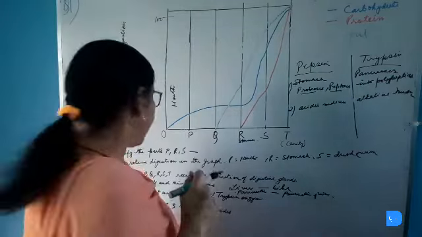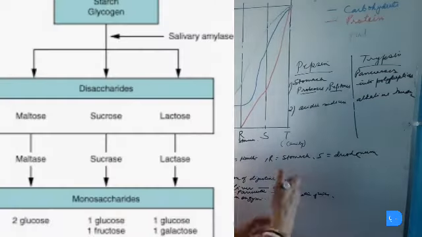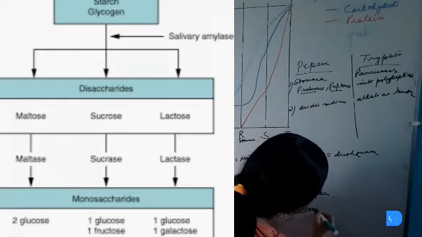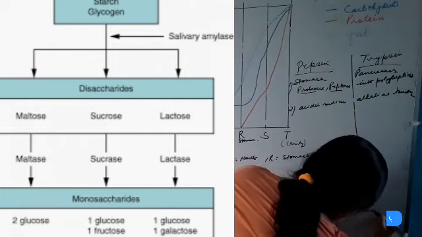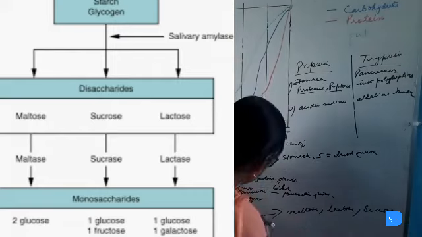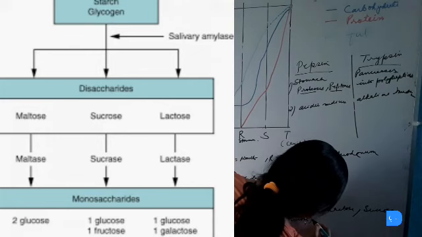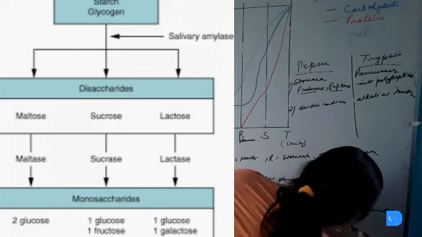Next question. Name 3 disaccharides and 3 monosaccharides. Disaccharides are maltose, lactose and sucrose. These are the 3 types of disaccharides. Monosaccharides: glucose, fructose and galactose.